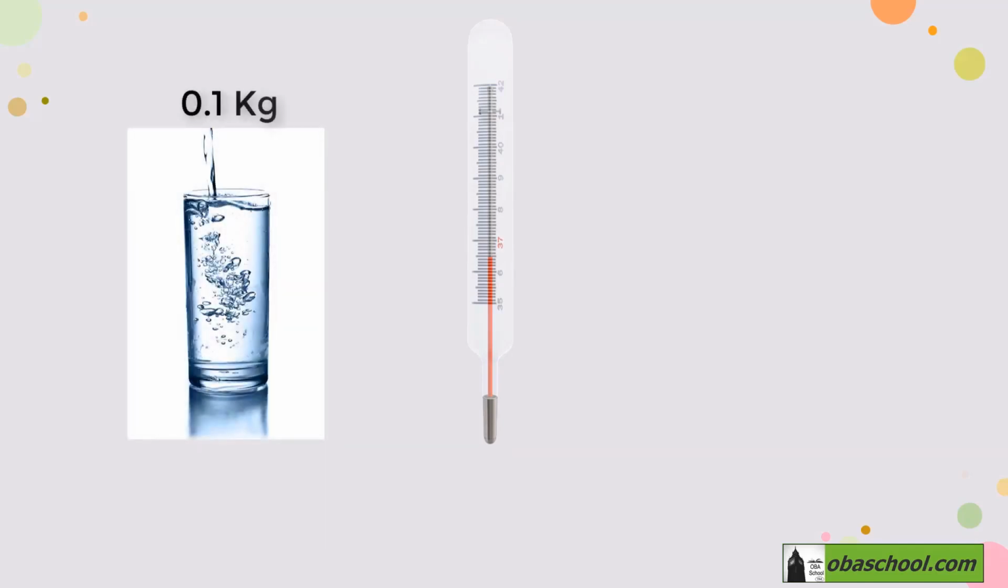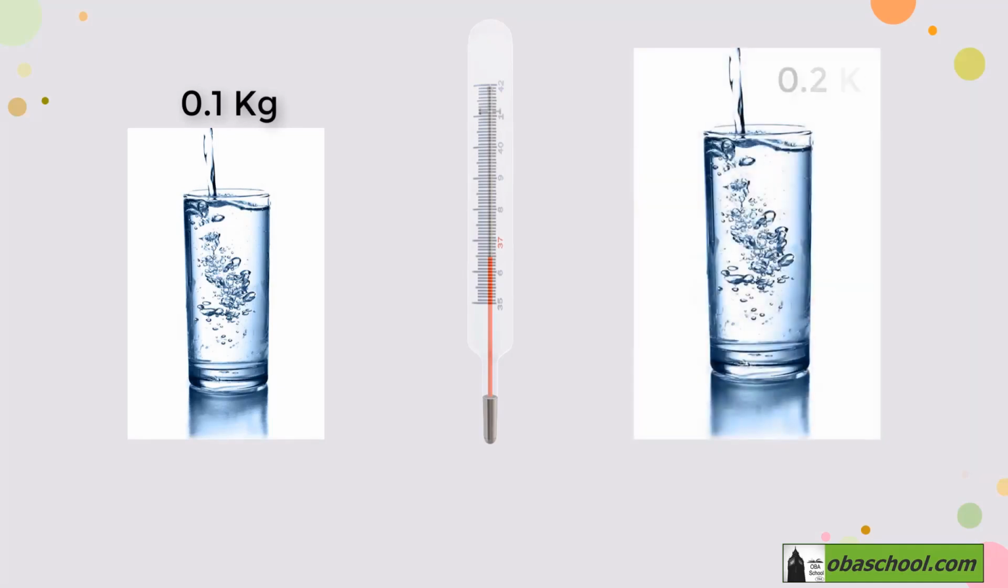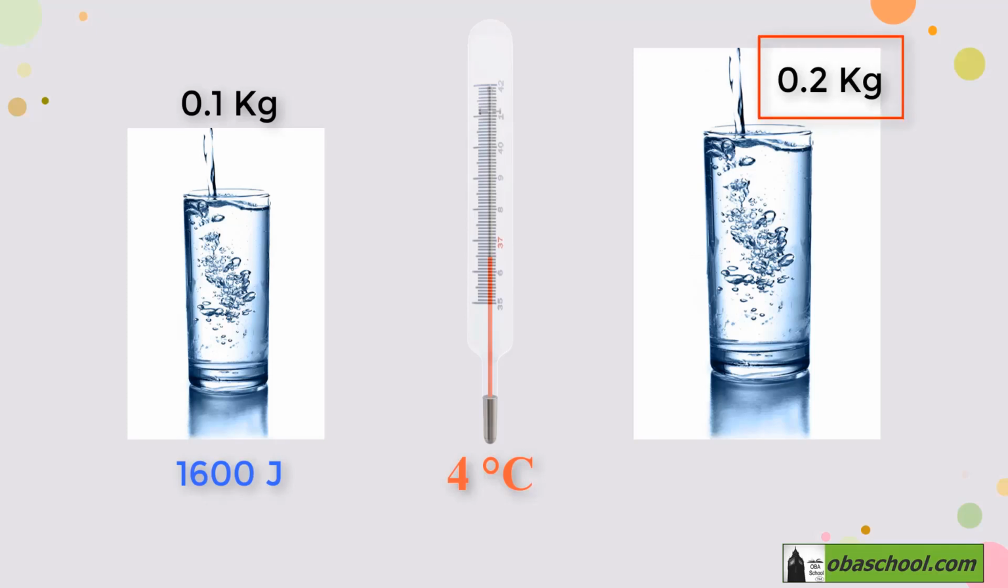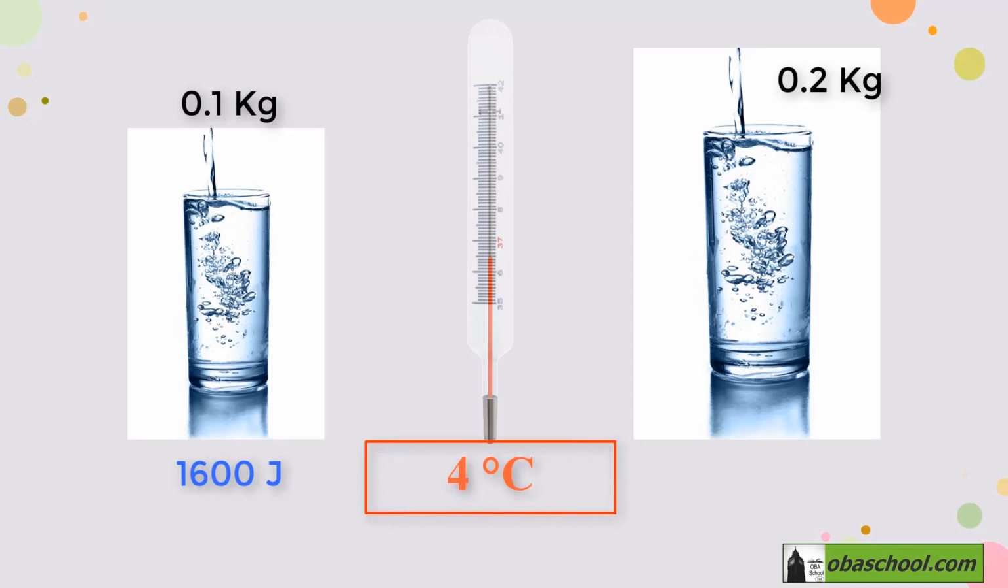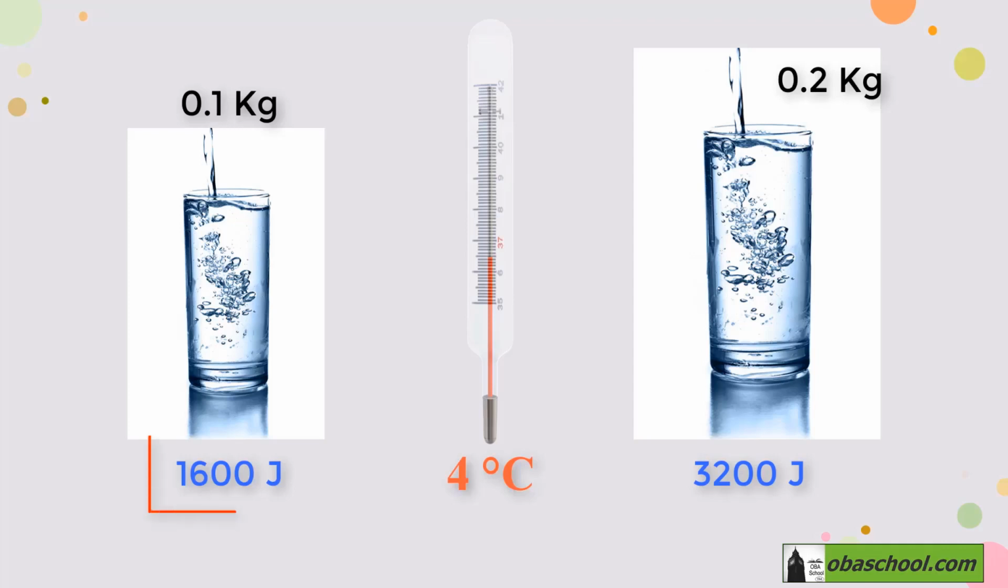Here, we heated up two different amounts of water. The first amount of water is equal to 0.1 kilograms, and the second amount of water is equal to 0.2 kilograms. We found that heating 0.1 kilograms by 4 degrees Celsius required an energy transfer of 1600 joules. But heating 0.2 kilograms of water, meaning the double quantity, by 4 degrees Celsius as well, required an energy transfer of 3200 joules. You can notice that it's double the amount of the first energy transfer.